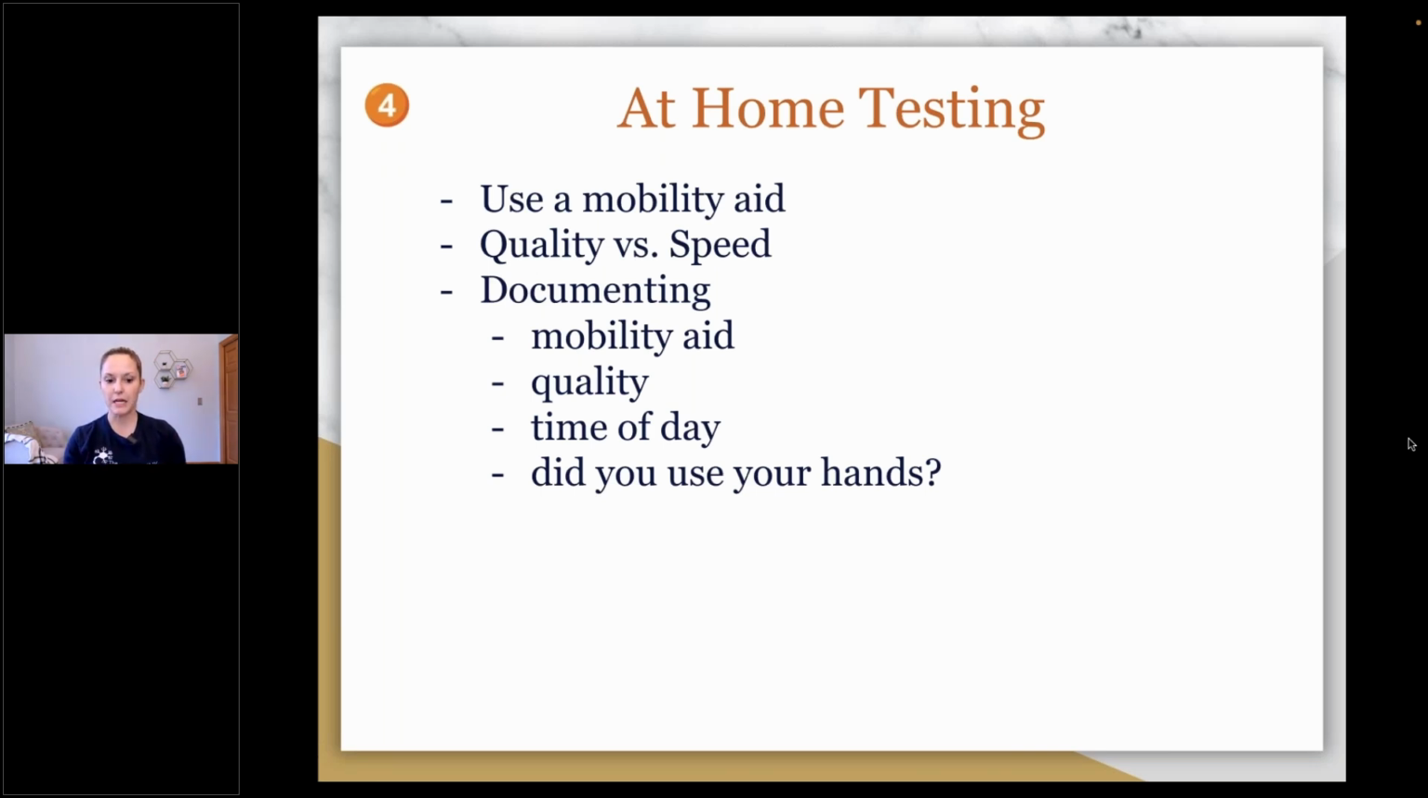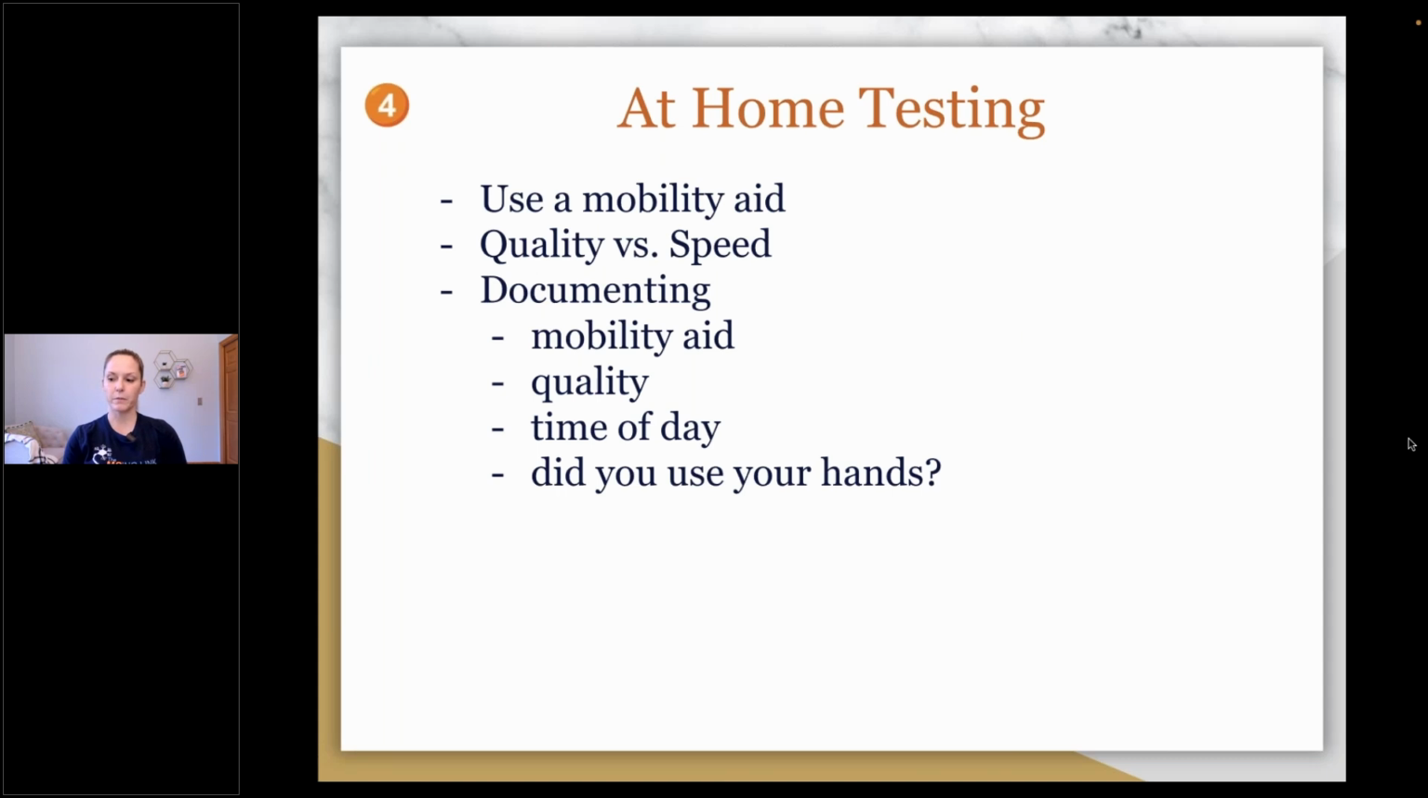If 100% means you were putting all of your body weight through that mobility aid, and 0% is you weren't even using it, it was just pushing along in front of you, you weren't putting weight through it, where would you land? Write that down, because initially you might be putting a lot of weight through your mobility aid, but towards the 6 months testing mark or a year testing mark, maybe you're using it very little.